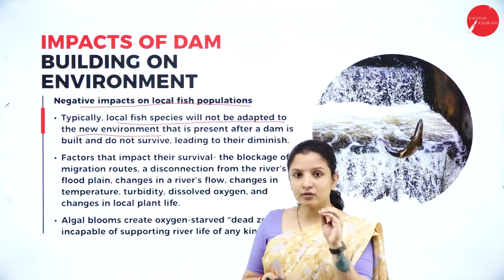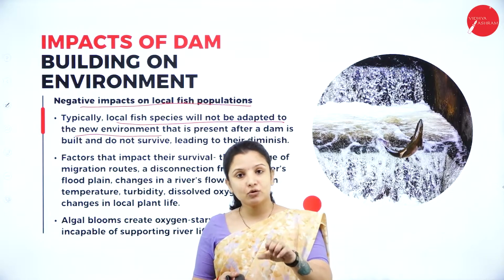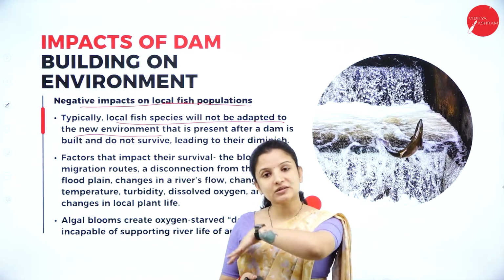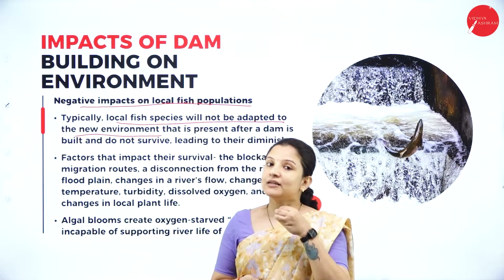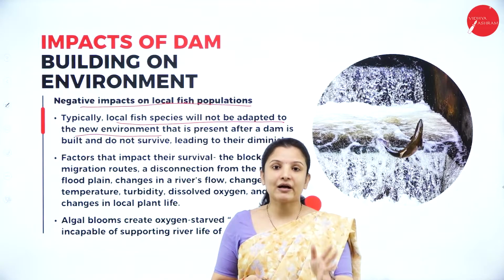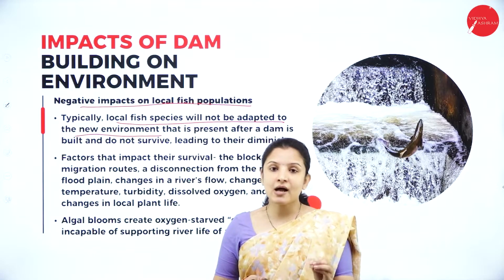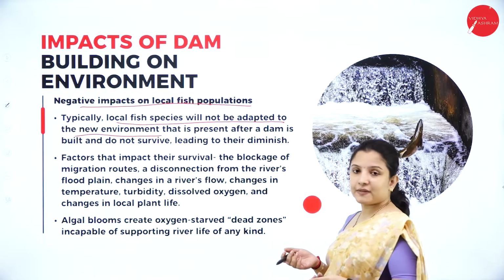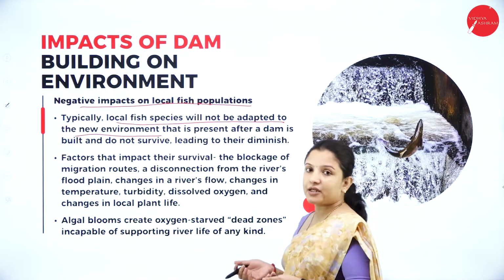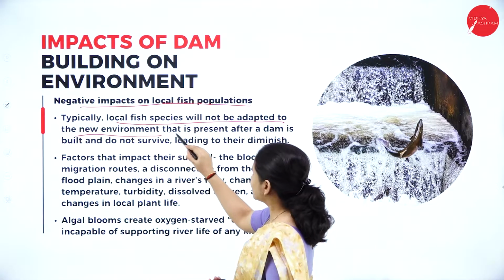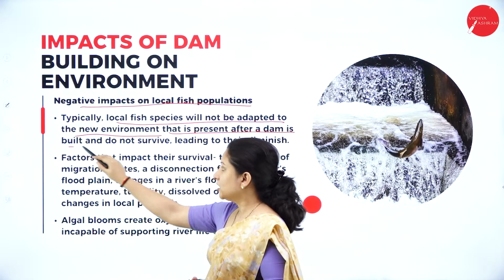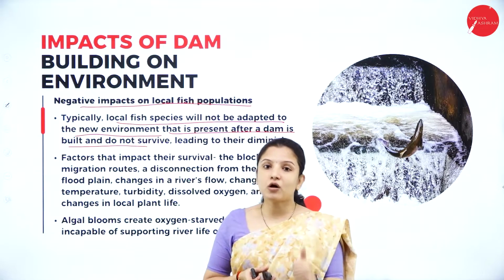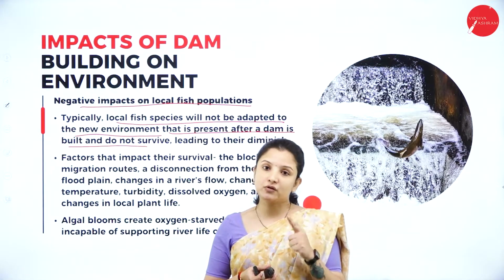So it is the same with local fish species. You cannot take a local fish species and put it somewhere else, because they will not survive there. They are meant to survive in their own particular habitat and nowhere else. So typically, local fish species will not be capable of adapting to the new environment that is present after a dam is built. So what happens when a dam is built? The quality of the water changes, the pH of the water changes.